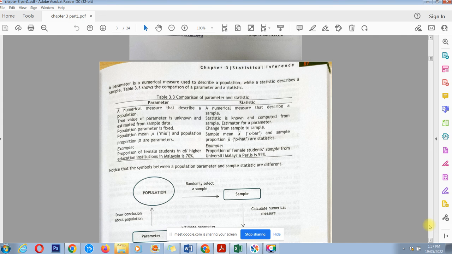A parameter is a numerical measure that describes a population, but a statistic is a numerical measure that describes a sample. So the mean mu and the population proportion P are parameters, but for the sample we denote the mean as X bar, and the sample proportion as P hat, which are statistics. A statistic is known and computed from the sample, as an estimator for a parameter, and the true value of the parameter is unknown and estimated from the sample data.